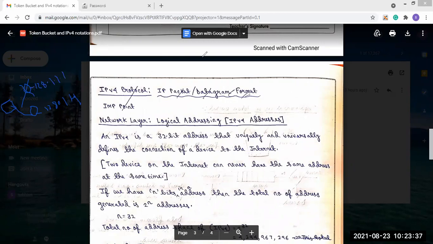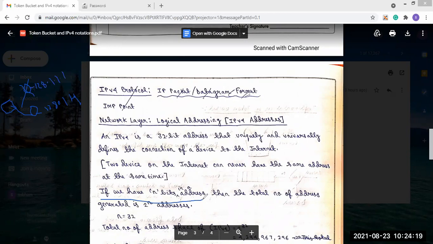So that's why it is said. Now the address space concept. What is the address space? It is the total number of addresses used by the protocol. So if we have n bits in the address, then the total number of addresses generated is 2 to the power n.